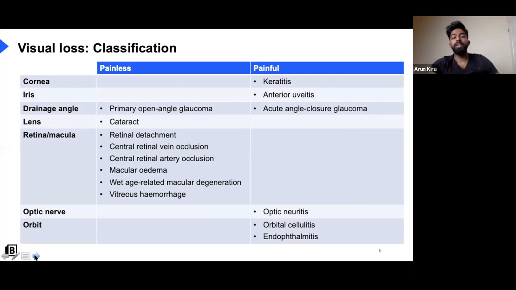Okay. This is a really nice table that we've made. I made this with Shue, one of the guys at BiteMedicine, to hopefully summarize, without too much complexity, an anatomical approach to visual loss and how you can use that in questions. So for example, cornea, painful visual loss in cornea is a keratitis. Iris, anterior uveitis.